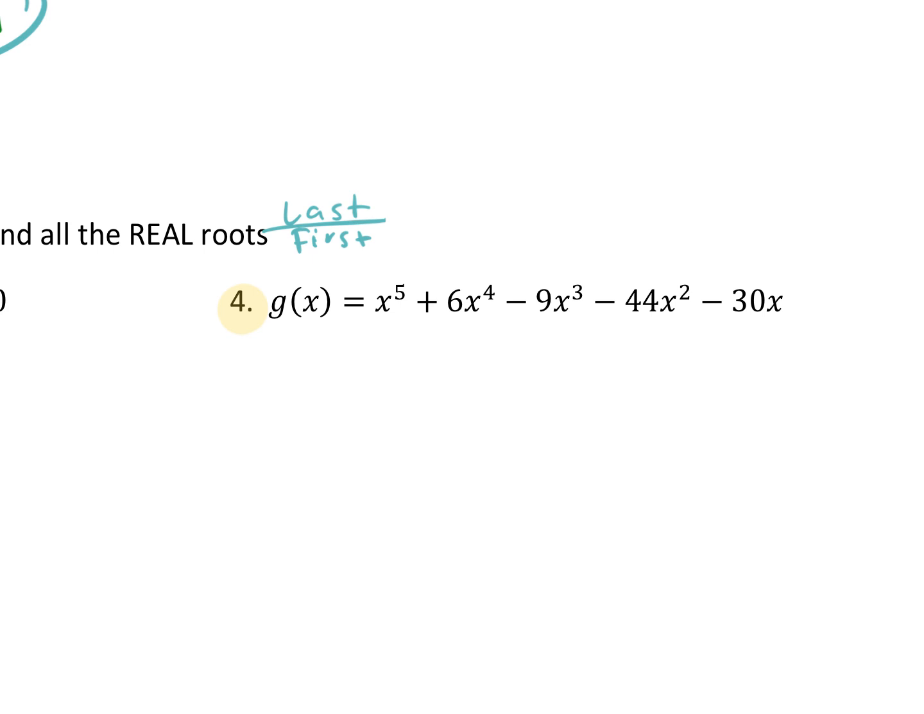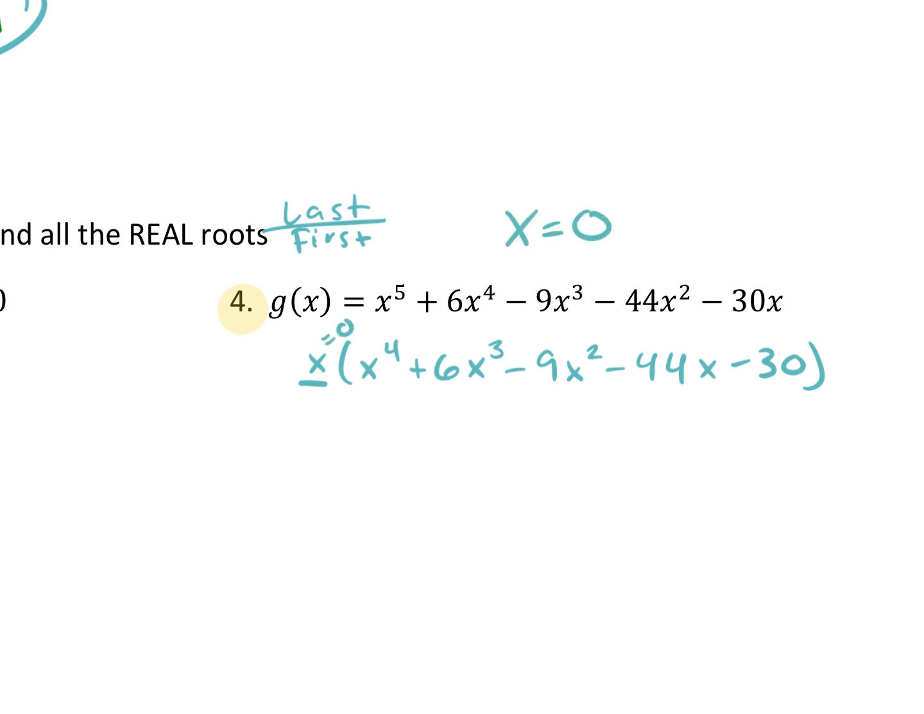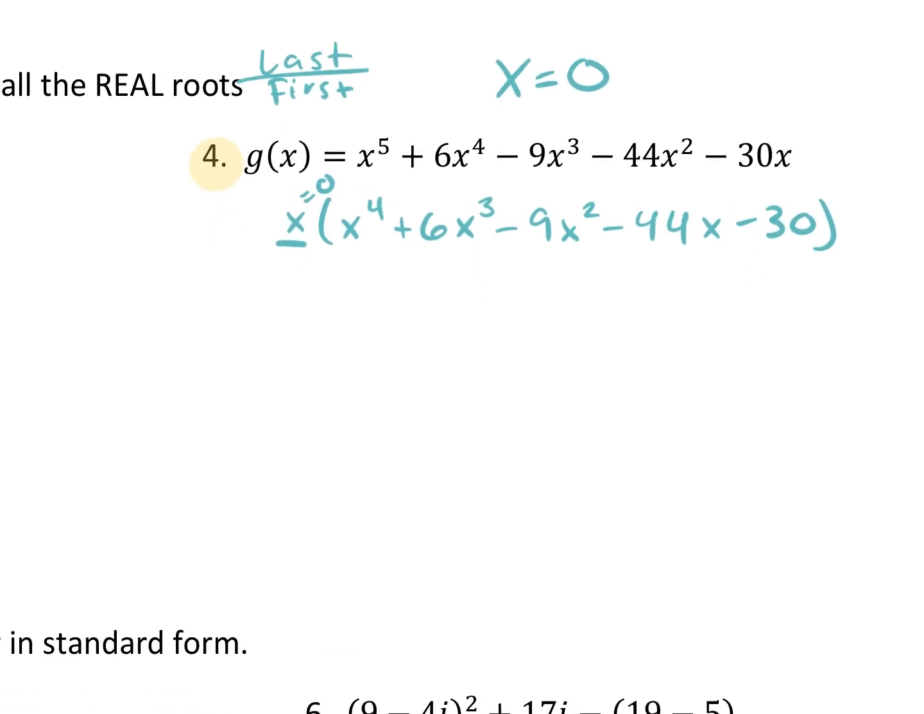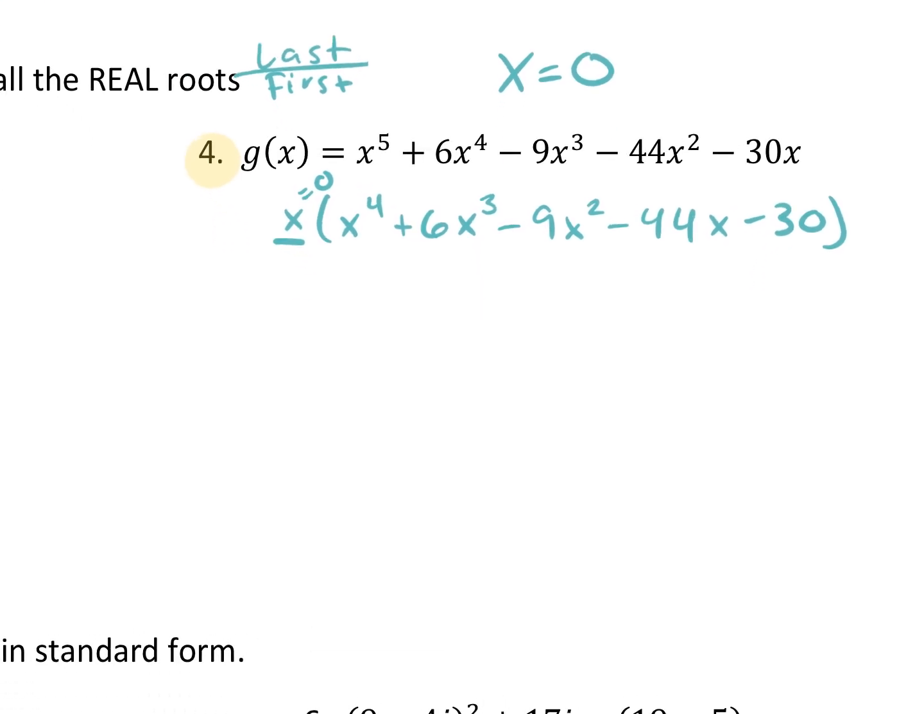Let's take out an x. I'm going to take out an x, and that'll make this x to the 4th power plus 6x to the 3rd power minus 9x squared minus 44x minus 30. So when I take out an x, this is one of my zeros. I would say x equals 0. So x equals 0. Now we only have 4 zeros left to find. So now we can do last over first.